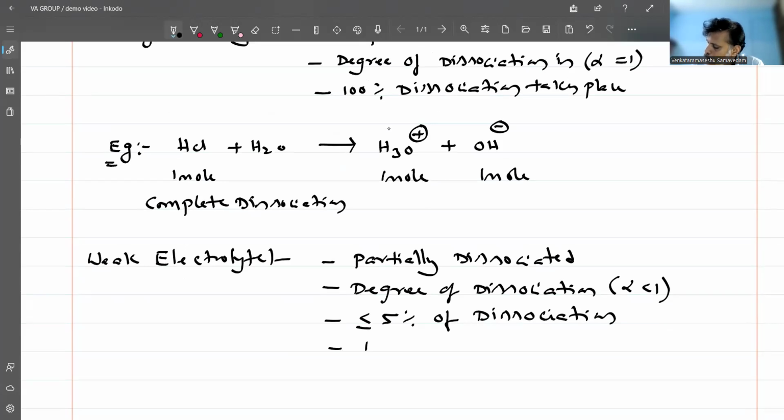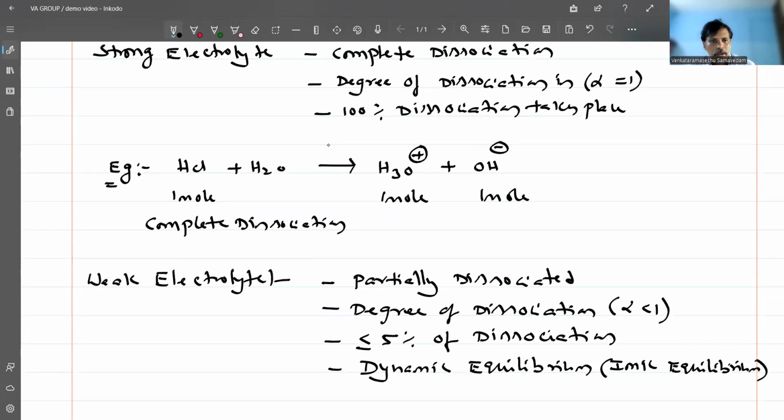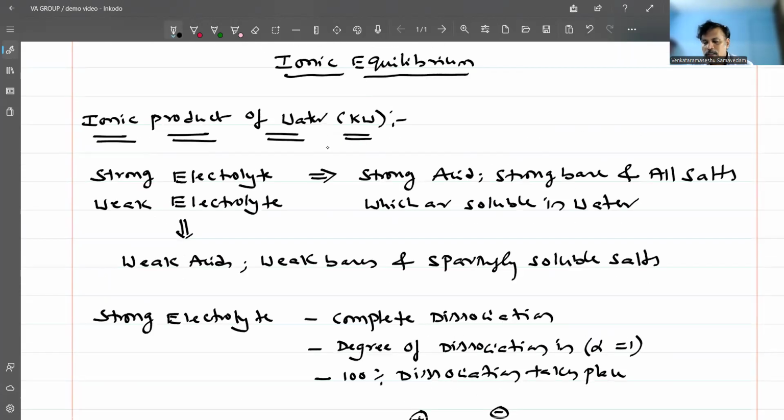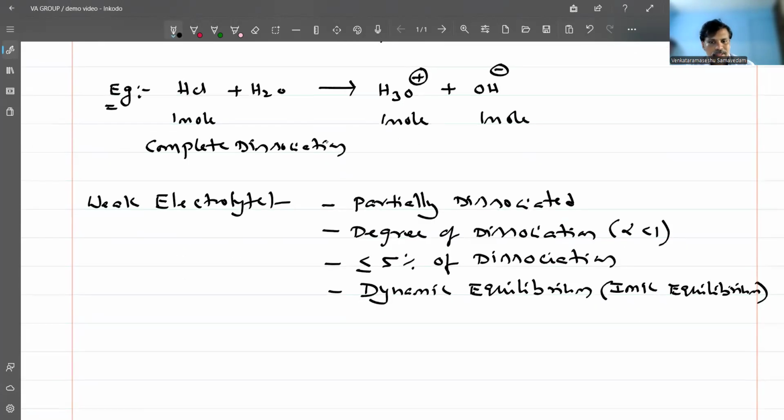Therefore, there exists a dynamic equilibrium which is established. That dynamic equilibrium is nothing but ionic equilibrium. So, what is the relation of this ionic equilibrium with the ionic product of water? Generally, in the case of weak electrolytes, there exists ionic equilibrium between undissociated molecules and their ions.